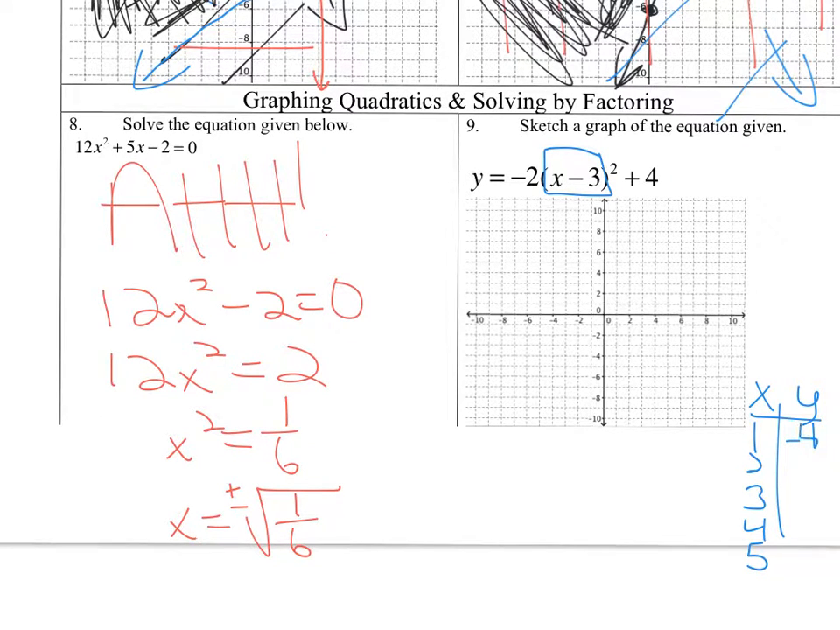1, negative 4. Plug in 2. 2 minus 3 is negative 1. Square it is 1. I promise. 1, not negative 1. And then 1 times negative 2 is negative 2. Plus 4 is 2.